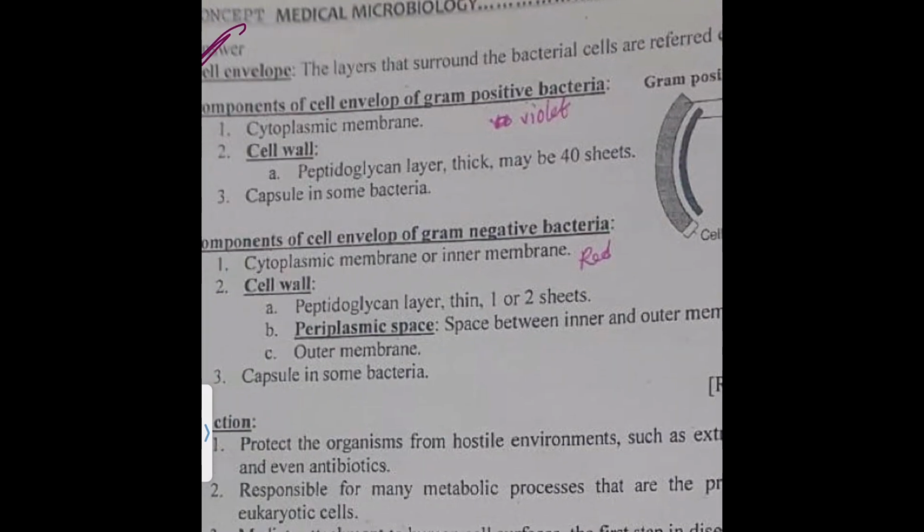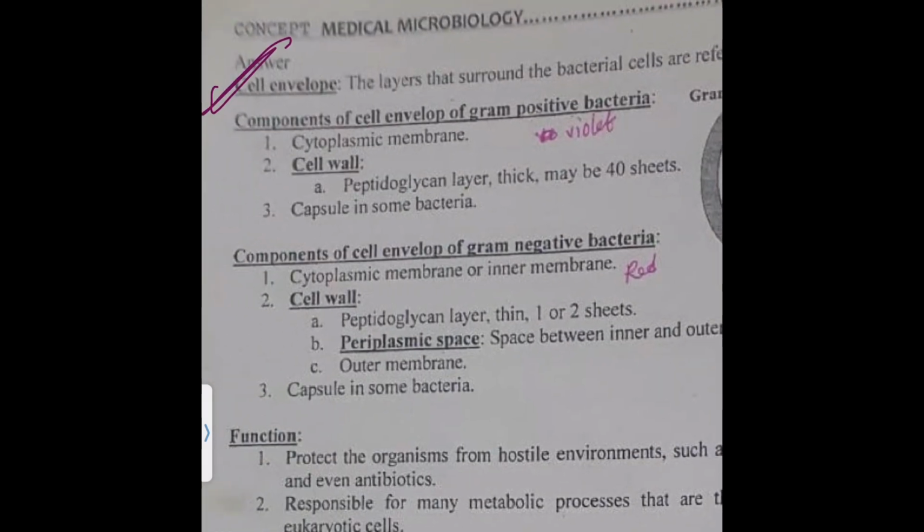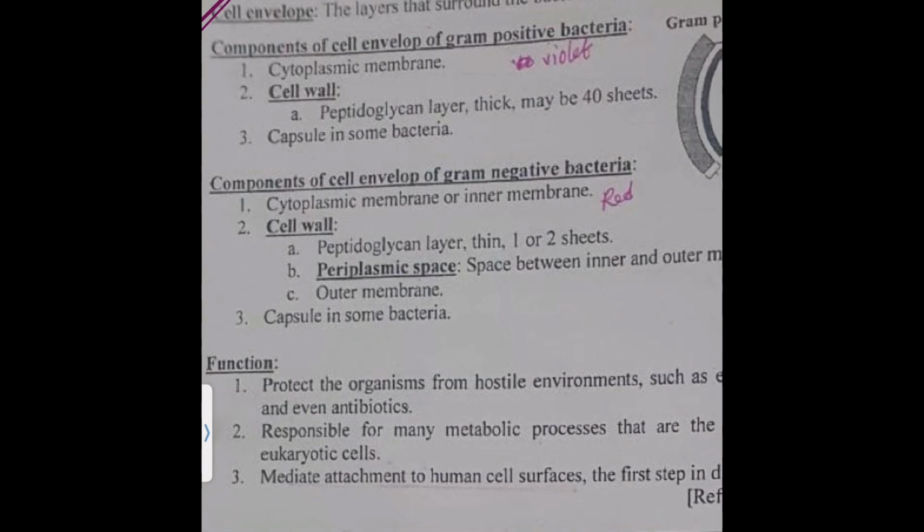So in case of gram negative, this envelope will consist of the cell wall. Okay, look at the components of the envelope of gram negative bacteria. Gram negative bacteria is surrounded by the inner membrane. Then it is surrounded by the cell wall, which is composed of the peptidoglycan layer, periplasmic space and outer membrane, and capsule in some bacteria.